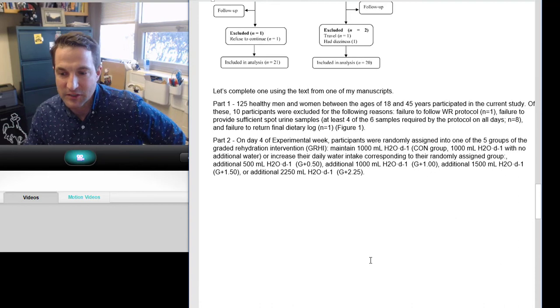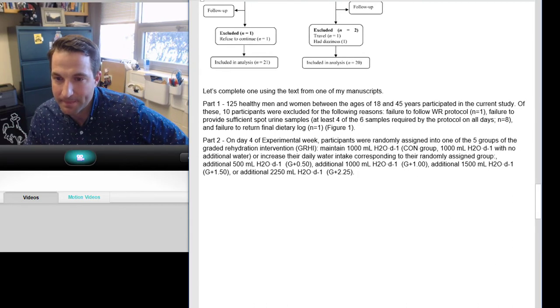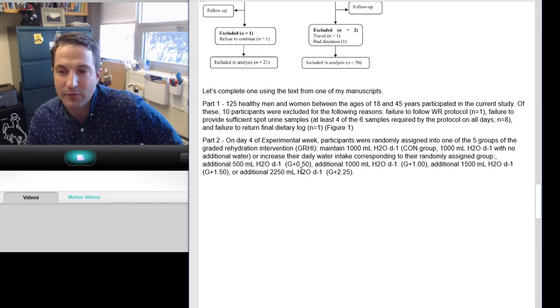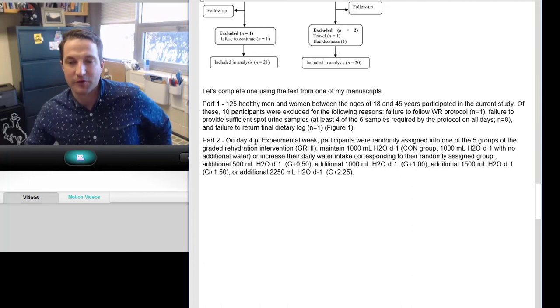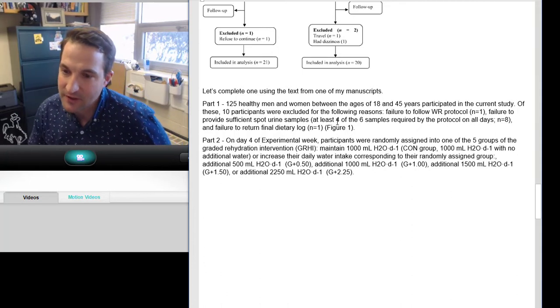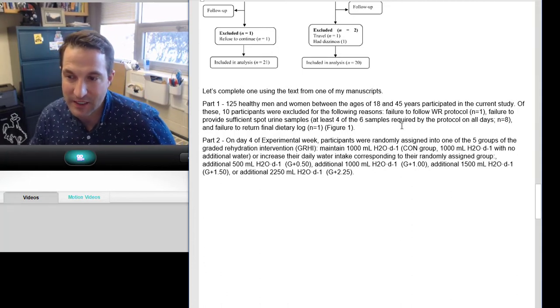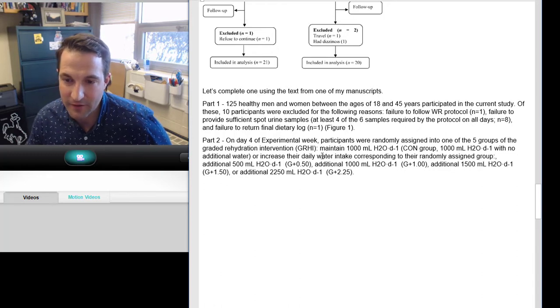We had 2 parts to an experiment. All right. Part 1, 125 healthy men and women between the ages of 18 and 45 years participated in the current study. Of these, 10 were excluded for the following reasons. Failure to follow water restriction protocol, that's what WR stands for. Failure to provide sufficient spot samples. At least 4 of 6 samples had to be produced each day. We have 8 people there. And then failure to return the final dietary log. Okay, and it references figure 1 right here.